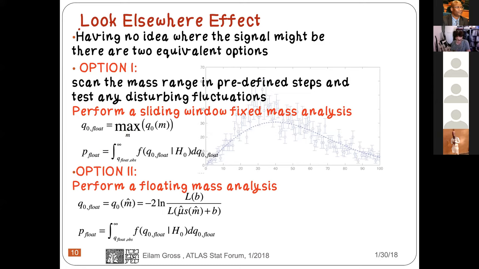Option two is to perform a floating mass analysis, which means treat the mass as a random parameter and let the likelihood find not only mu, the signal strength, which maximizes the likelihood, but also the mass m hat, which maximizes the likelihood. So there are two parameters of interest here, sort of. And then calculate the p-value. These are the two options. Let's go one by one.